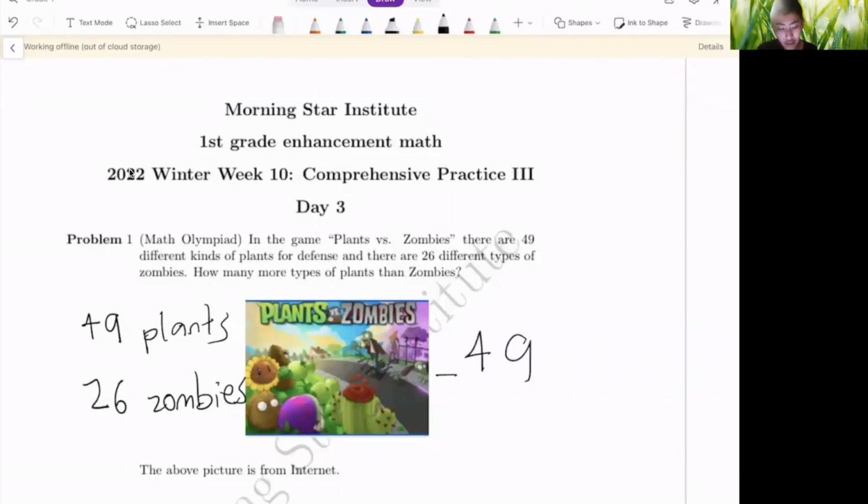So let's write this down vertically. 49 minus 26, that just gives us 23. So the difference is 23. There are 23 more plants than zombies.